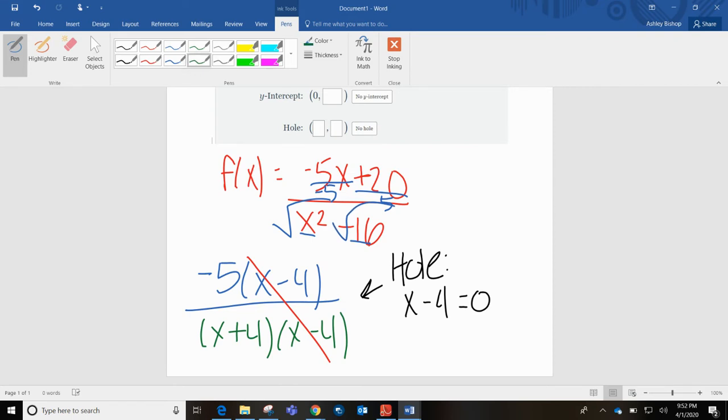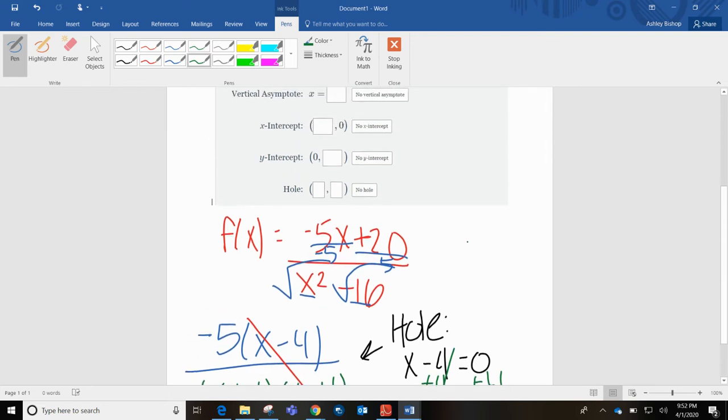So I need to solve for x. So I'm going to add 4 to both sides. And then I have x equals 4. So I have a hole at x equals 4. So I need to put that piece of information here. I have a hole at x equals 4.